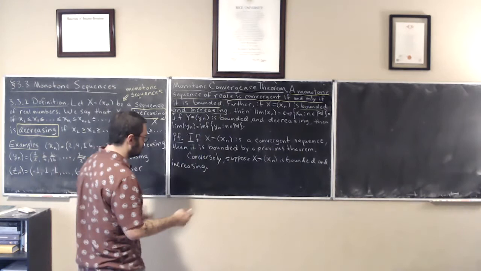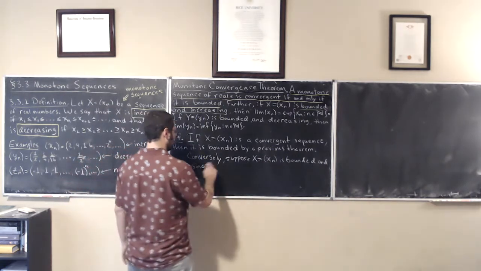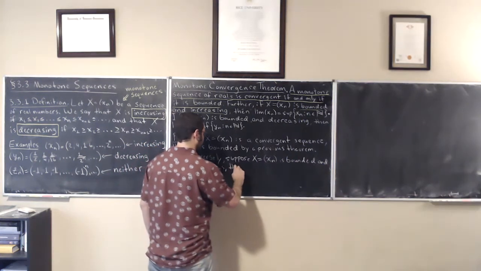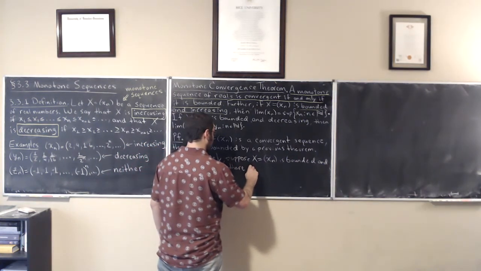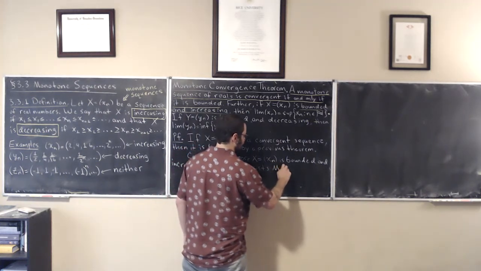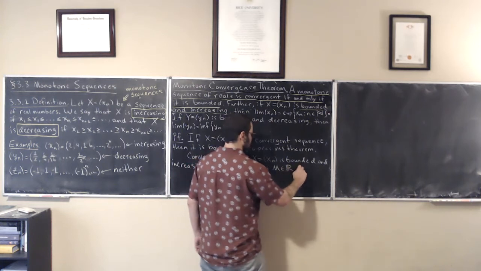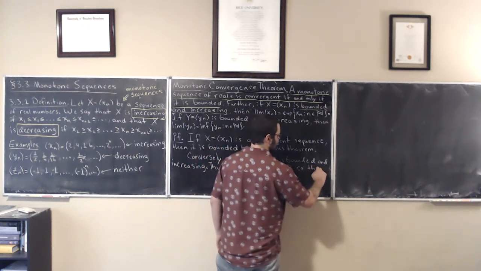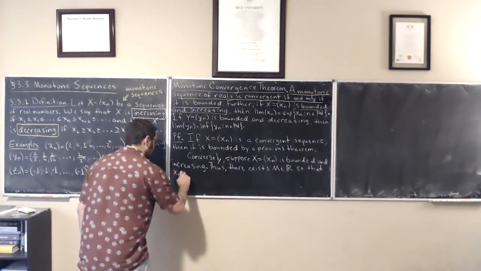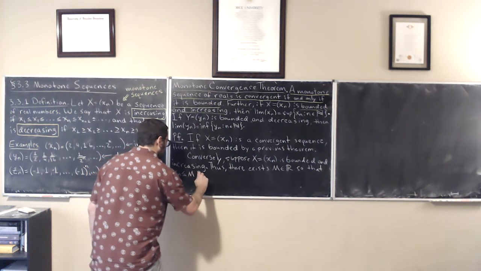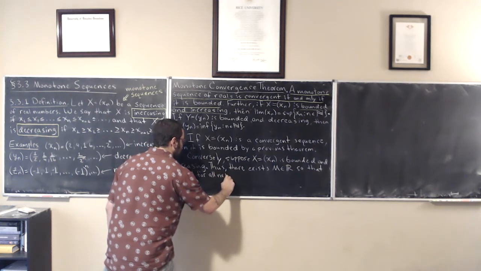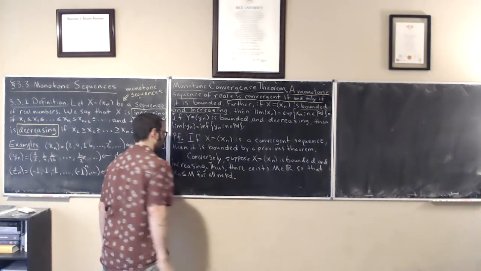Now, since it's bounded, we can just call that definition. So thus there exists some real number, say m, so that xn is at most m for all natural numbers n. Okay. That's just the definition.